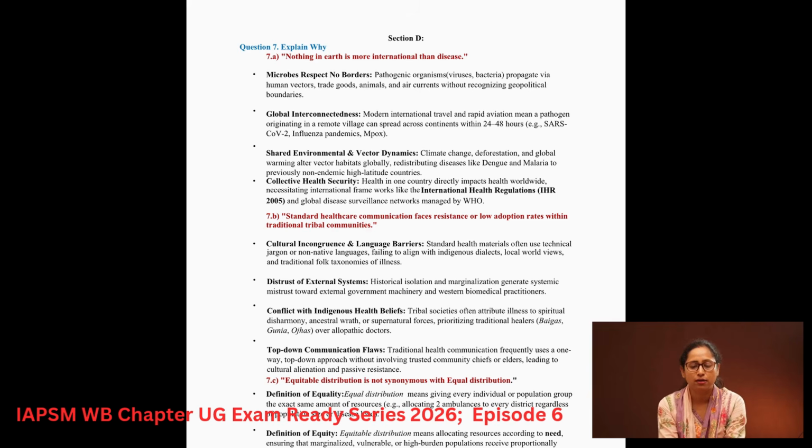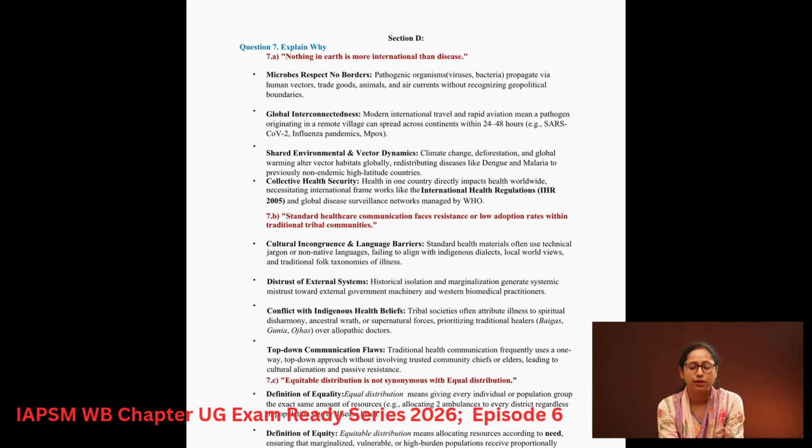Global interconnectedness, that is another factor. Modern international travel and rapid aviation mean a pathogen originating in a remote village can spread to another continent in a matter of 2 to 3 hours or sometimes at most 1 day, right, like SARS-CoV, COVID, influenza pandemics, monkeypox etc. are the examples.